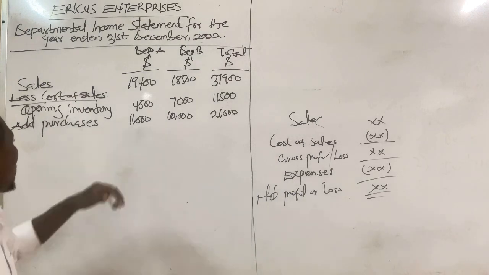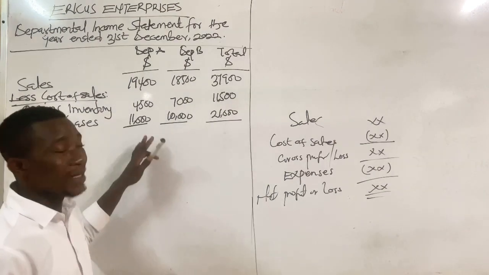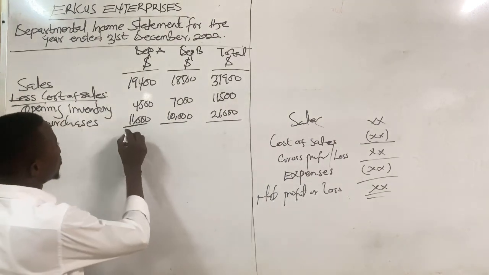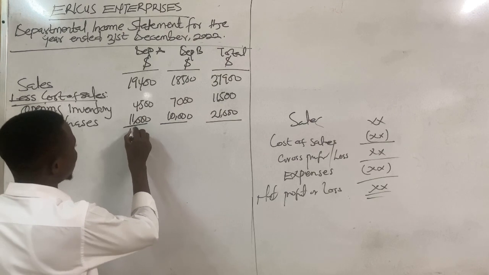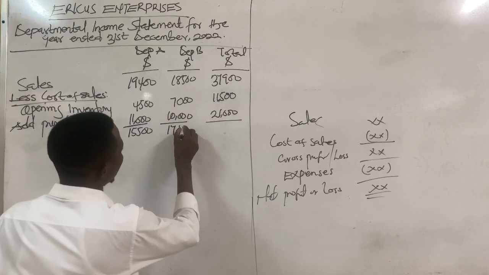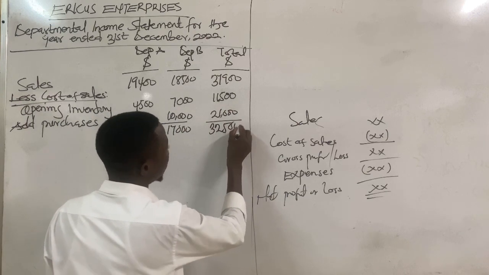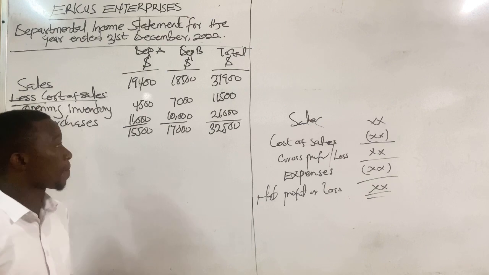Okay, then we have to add them up to know the total. So let's add these two, okay? So these two give us 15,500, 17,000, and this will give us 32,500. Is that clear? Alright.